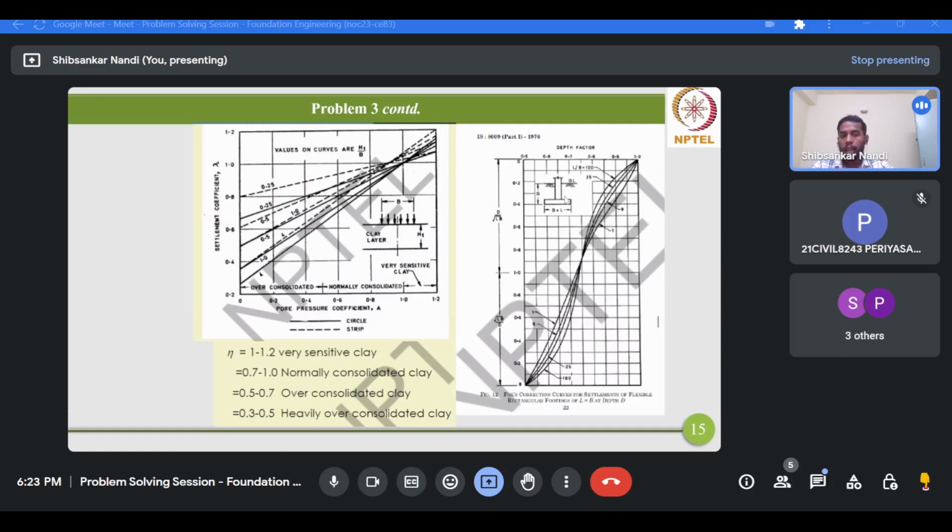Now after calculation, this is the uncorrected part, though it's not needed to correct these settlements as per the problem statement. However, in the actual scenario, you obviously have to go for this type of corrections. So first, for consolidation settlement, you have to apply two types of corrections, that is depth correction, and secondly pore water pressure correction.